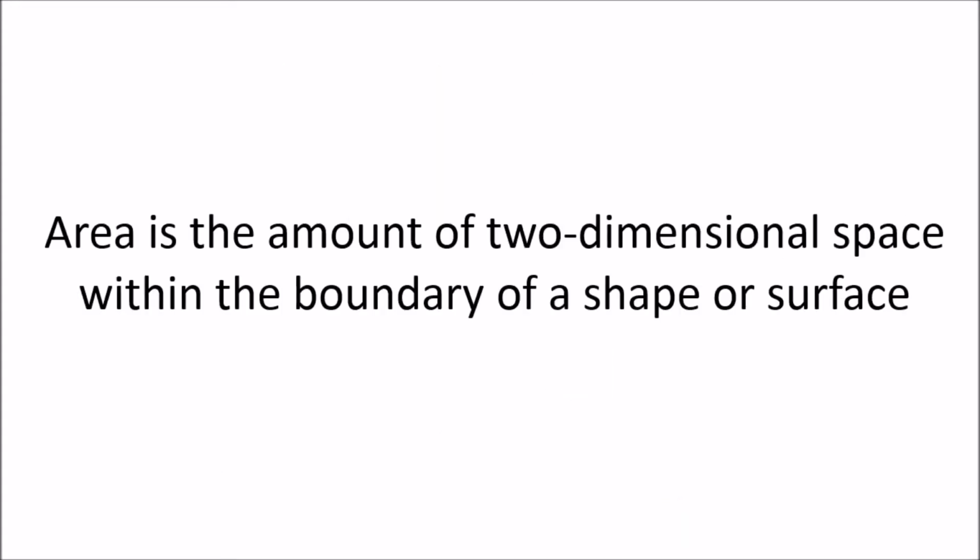And this is the definition. Area is the amount of two-dimensional space within the boundary of a shape or surface. Let's take this step by step. So, area is the amount of two-dimensional space. So again, we're talking about an amount, just like with perimeter, except this time, instead of it being something like centimeters, meters, kilometers, we're talking about two dimensions. So we're really going to be talking about centimeters squared, meters squared, kilometers squared. So this 2 is literally showing you the two dimensions.